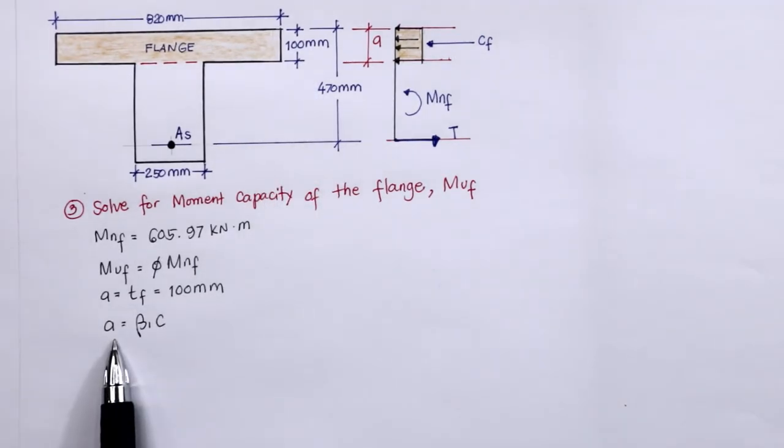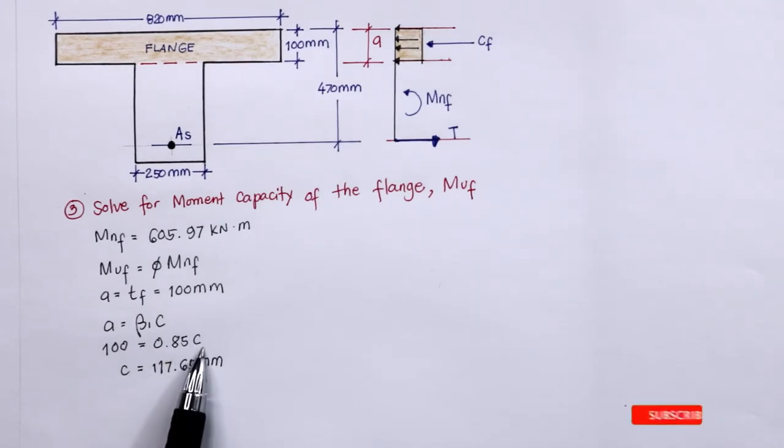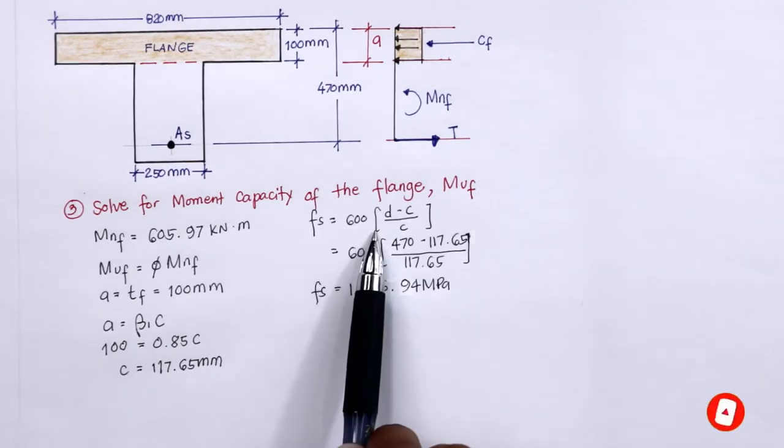Using the formula, A is equal to beta 1C, makukuha natin kung ano yung value ng C. A is 100 mm, beta 1 is 0.85, and unknown value is C. At ang value ng C is 117.65 mm. Kunin natin yung value ng FS para maklasify as to compression, tension controlled, or in transition region when the value of A is 100 mm.